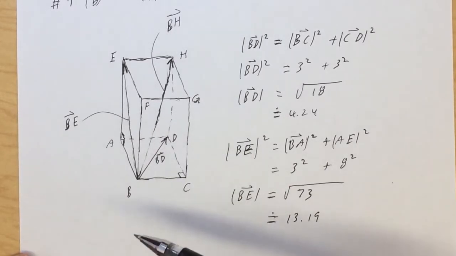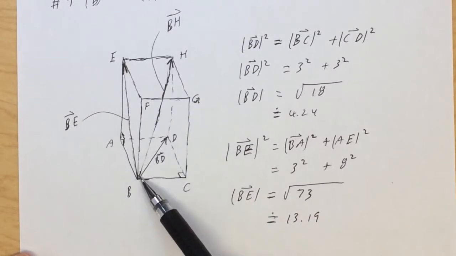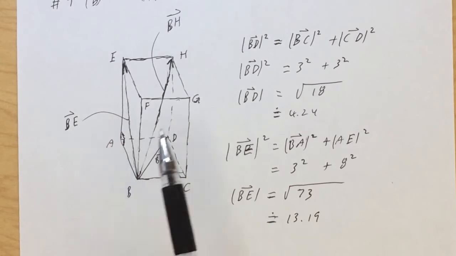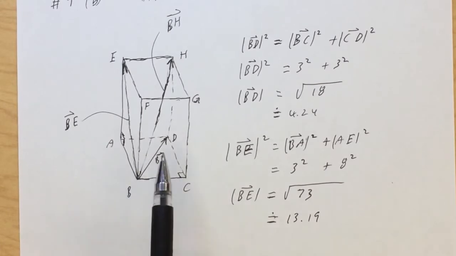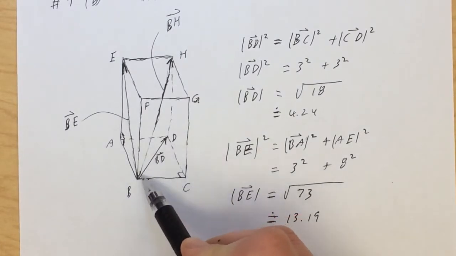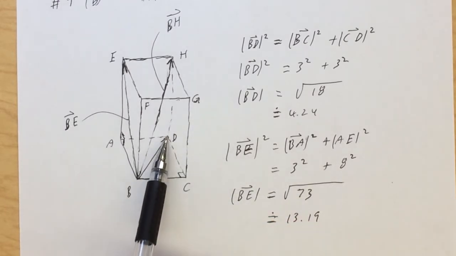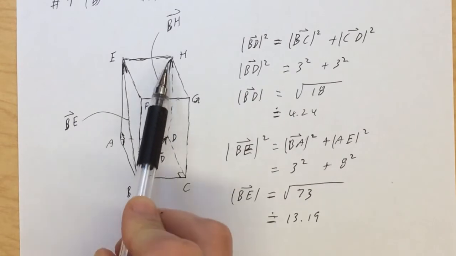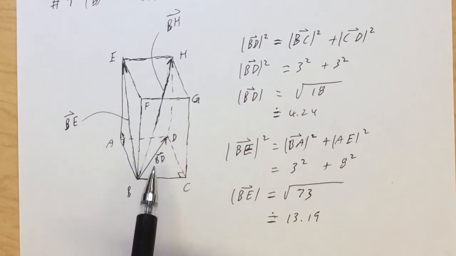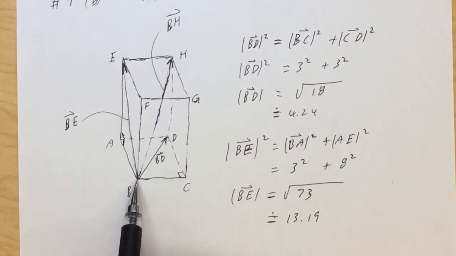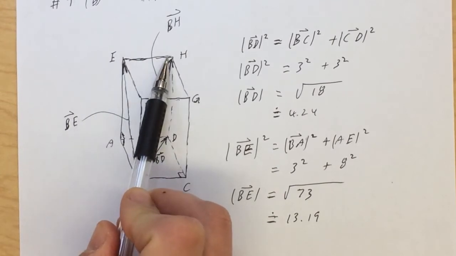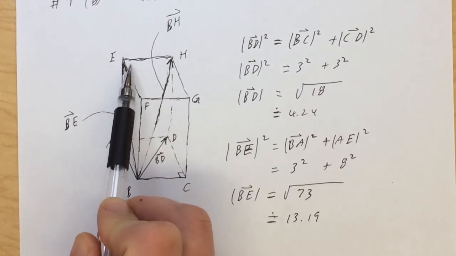And then the last one, which is a little bit more complicated, they want you to find BH. So it's the diagonal of the whole prism. So from one corner to the opposite corner, right through the middle of the prism. In this case, you can make a right triangle in a couple of ways. You either have this vector BD on the bottom and the vector DH, which goes up the back side, and you can make a right triangle there. So you've just calculated out BD, and then you can use DH. Or you can use BE and EH, because there should be a right angle in between at this point here.